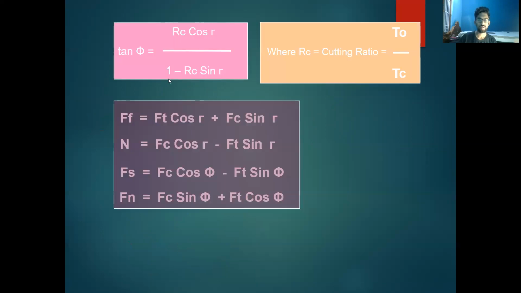Next, you can see the formulas which help to get the angle in that diagram: tan theta is equal to RC cos R divided by 1 minus RC sin R, where RC is the cutting ratio. To obtain RC, we will be using this formula, where RC is equal to the cutting ratio. These are the forces for the normal and shear force, and the normal shear force we can get from it.